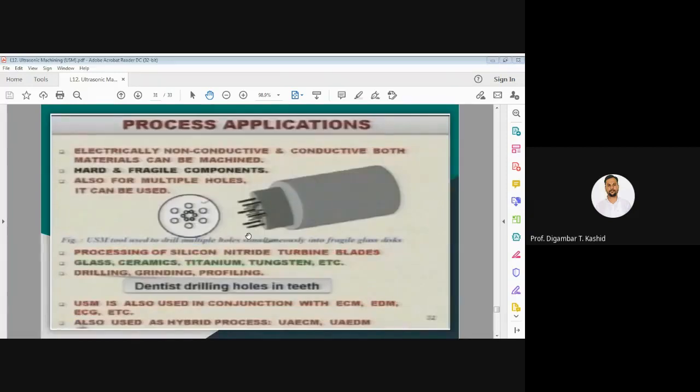Now let us discuss the process applications. This is the last point. This ultrasonic machining process can be applied for electrically non-conductive as well as conductive materials. That means your workpiece can be electrically conductive or non-conductive. So both materials can be machined using this process, because we are not making either the tool or workpiece a cathode or anode, as we do in the case of the EDM process. We are going to see that in the next chapter.